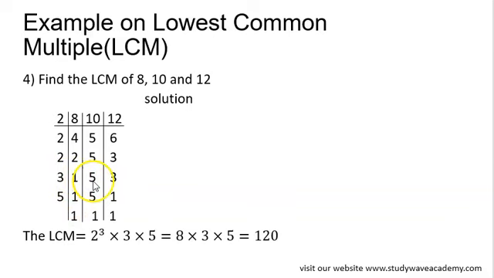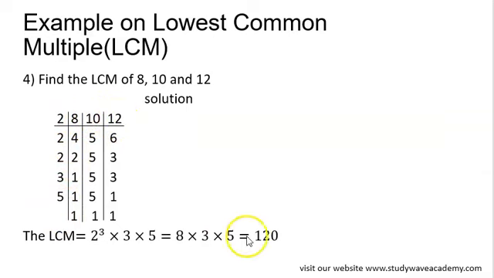We write 5. 3 cannot go into 5, so it will be left as 5. 3 here is 1, so we have 5 left, 1, 5, 1. So we say 5 here is still 1, 5 here is 1, and 5 here is still 1. Okay, so now we have divided all the numbers and we have landed on 1, 1, 1. So we write out the factors. We have 2 raised to power 3 times 3 times 5. These are the common multiples of 8, 10, and 12.